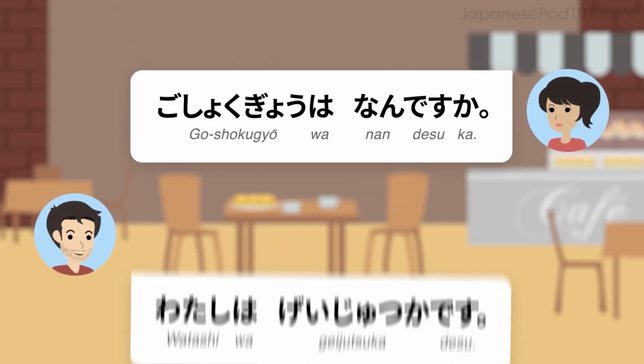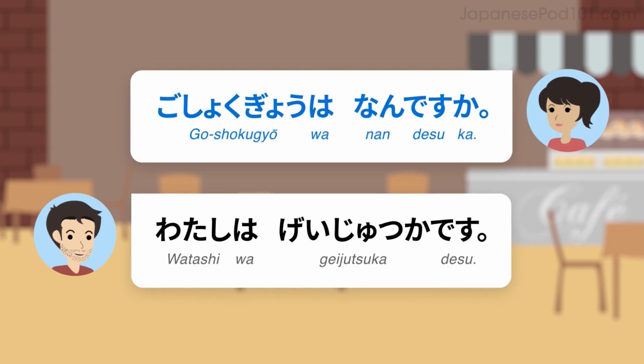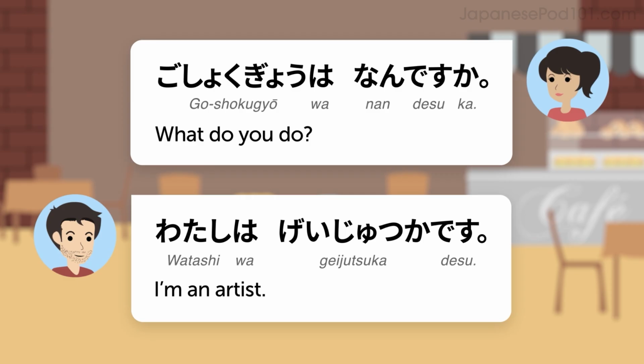Listen to the dialogue. ご職業は何ですか？私は芸術家です。 Listen to it again, now with the English translation. ご職業は何ですか？ What do you do? 私は芸術家です。 I'm an artist.